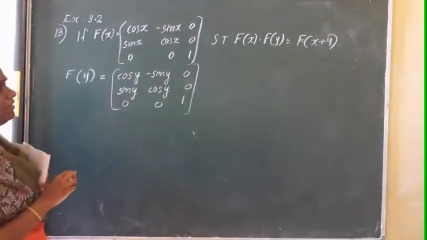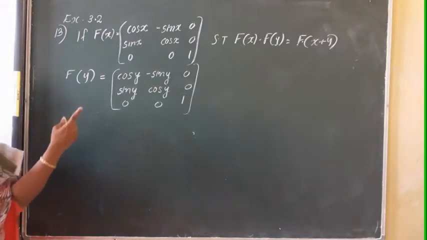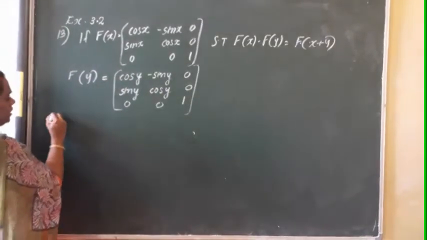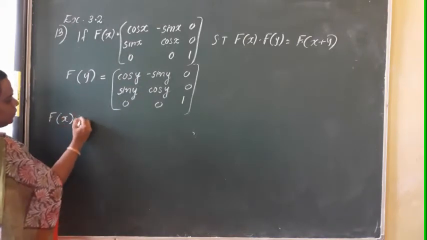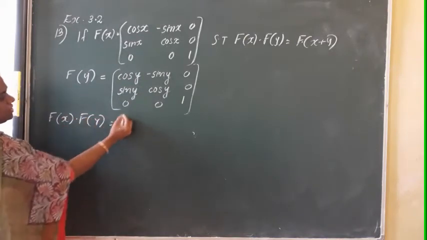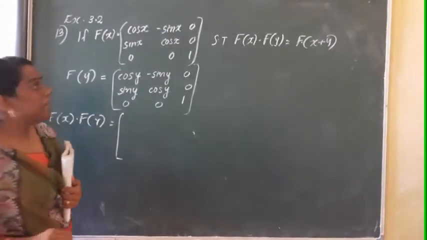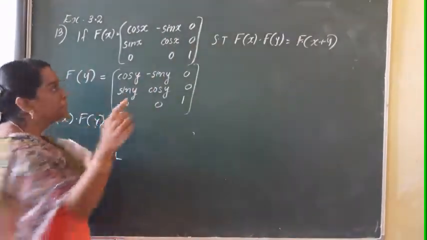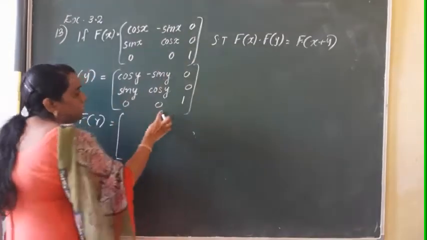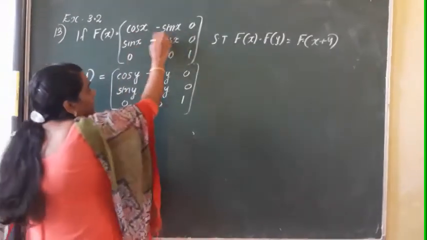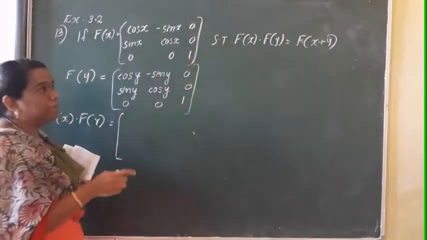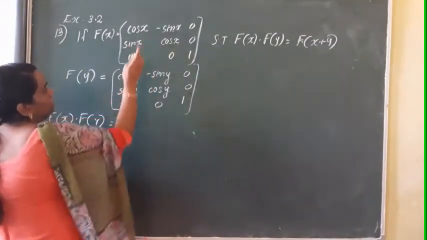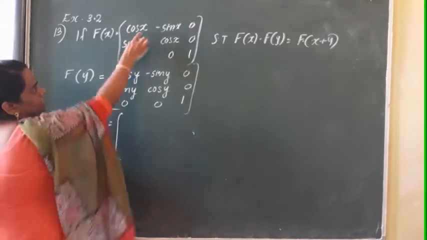That is f of y. Then what did we want to prove? f of x into f of y is equal to f of x plus y. Then f of x into f of y is a matrix multiplication. How to multiply matrices? First row, first column will give the first element. First row, second column gives the second element. Then the third element, first row, third column. Let's do it like this.